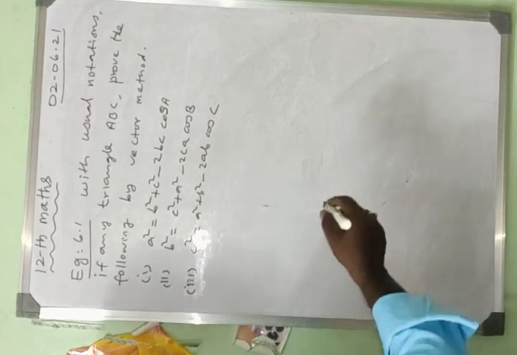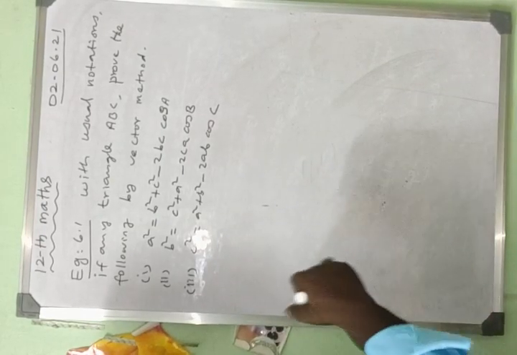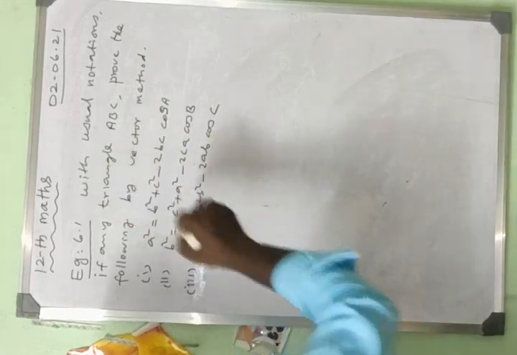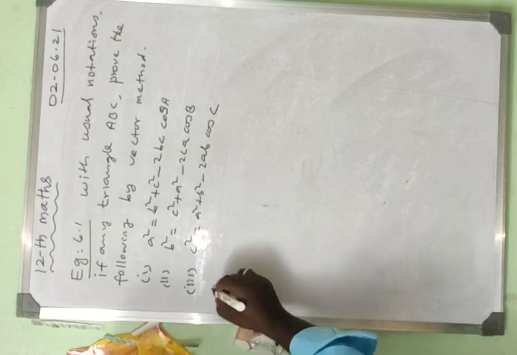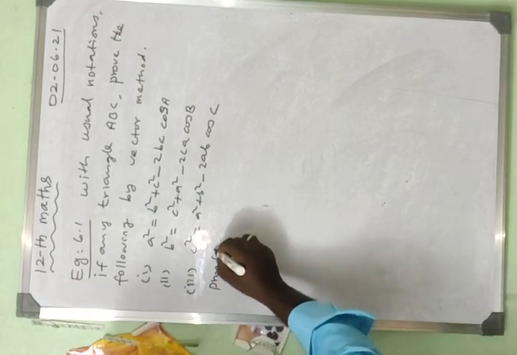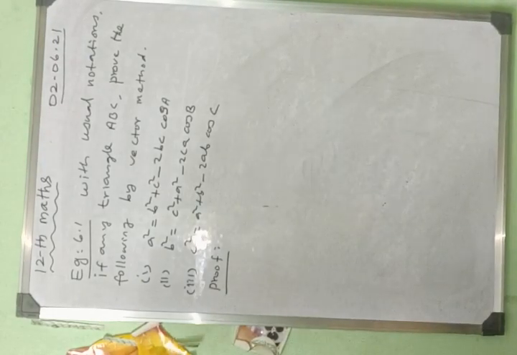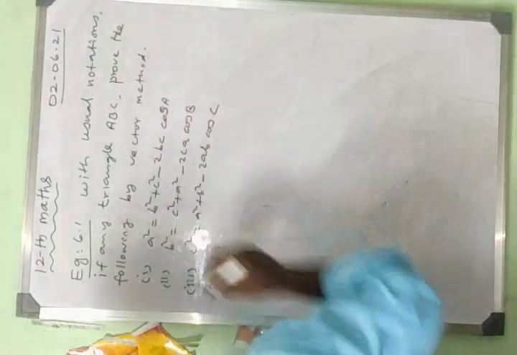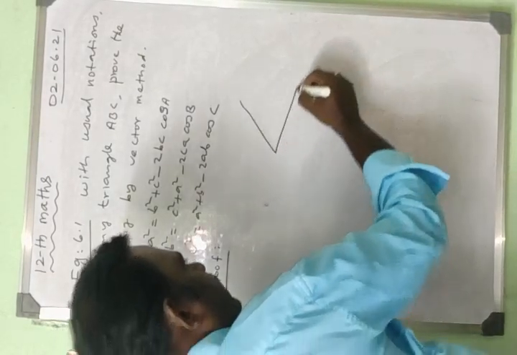State and prove the cosine formula. This question is asked. So how to prove? Very easy one. Listen here. Very simple sums. First we will draw one triangle, ABC. First we draw one triangle ABC.